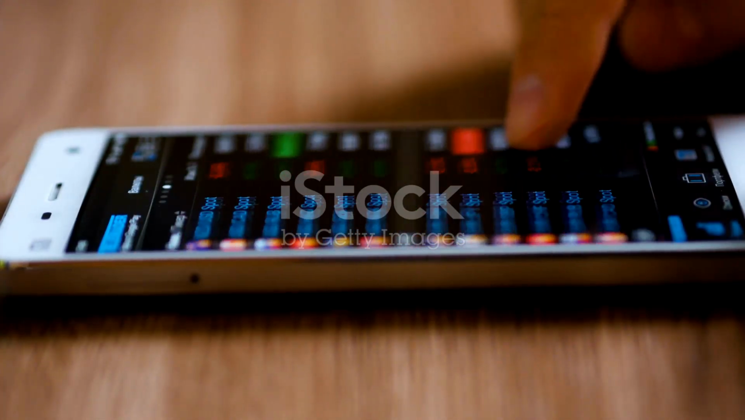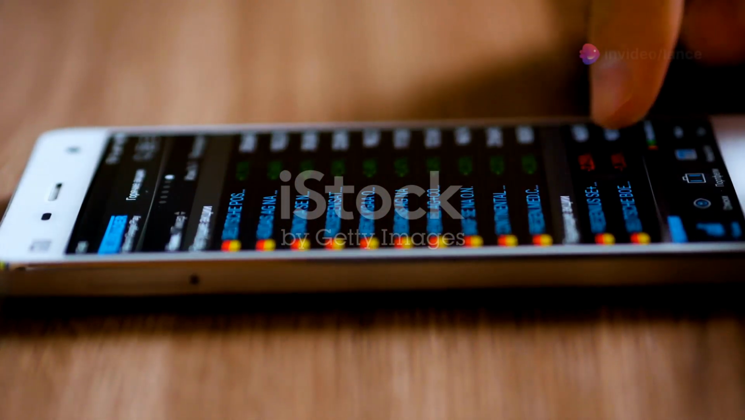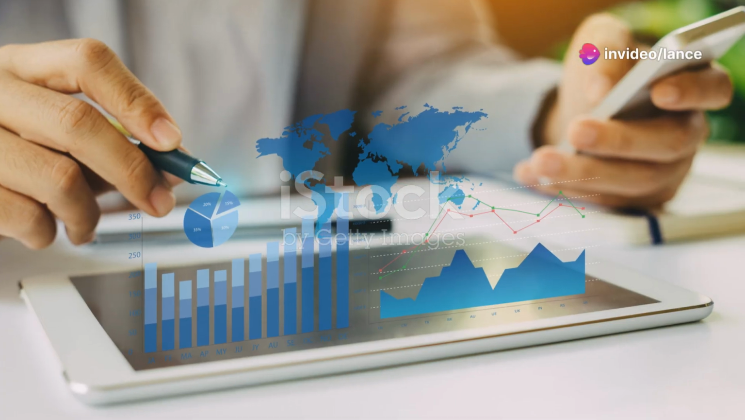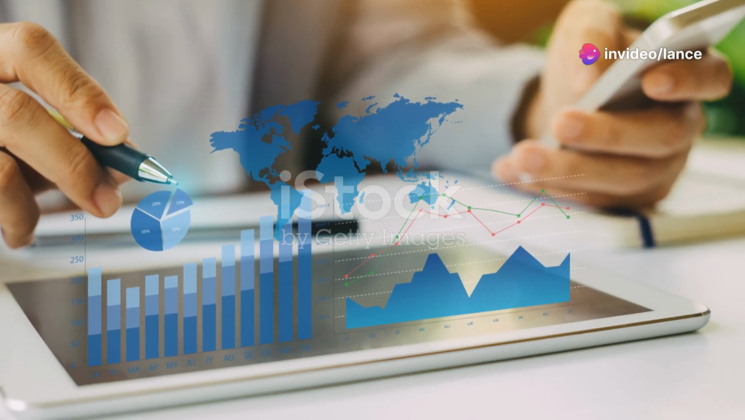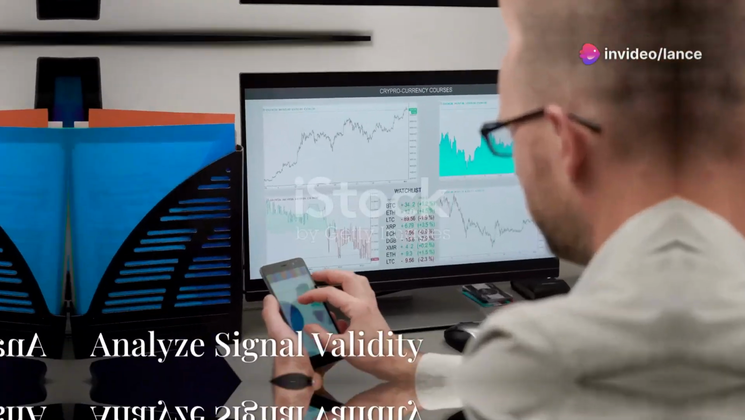Fundamental analysis requires you to stay informed about global events and economic trends. It's like being a global citizen, keeping your finger on the pulse of the world.